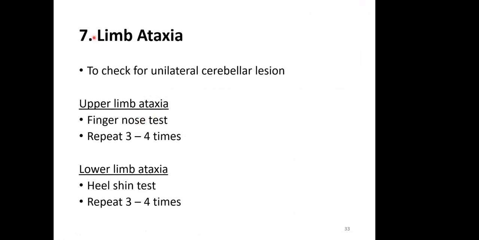Coming on to item number 7, limb ataxia. So you test upper limb and lower limb. You check for unilateral cerebellar lesion. For upper limb, you do the finger nose test, repeat 3 to 4 times. For lower limb, you do the heel-shin test. Again, you repeat 3 to 4 times.